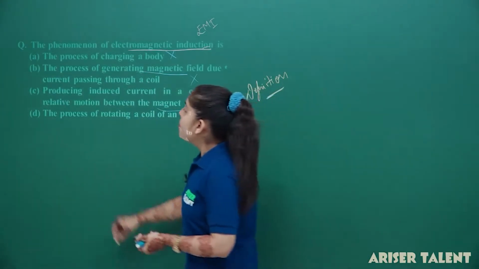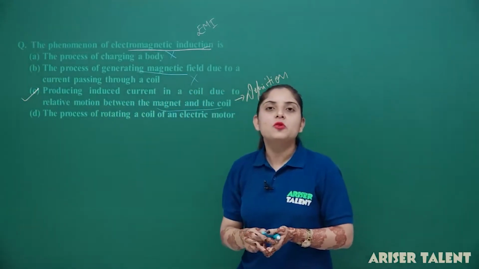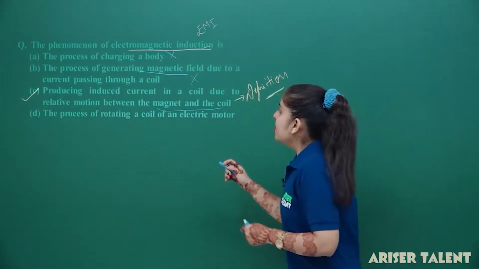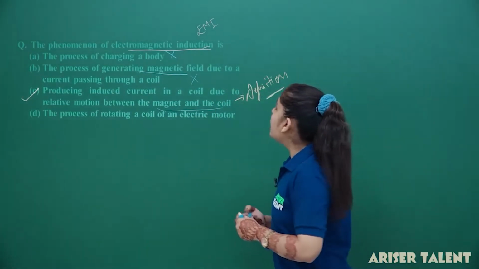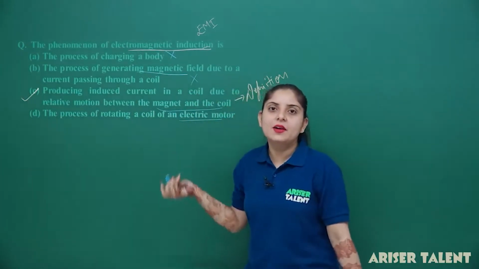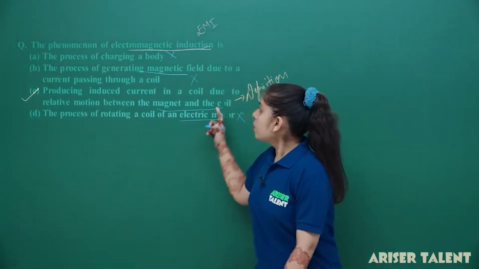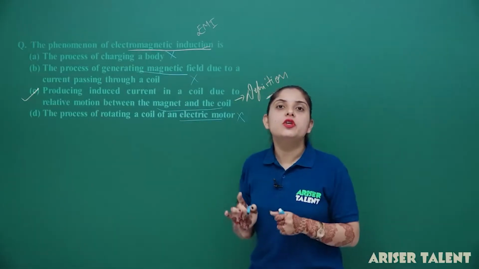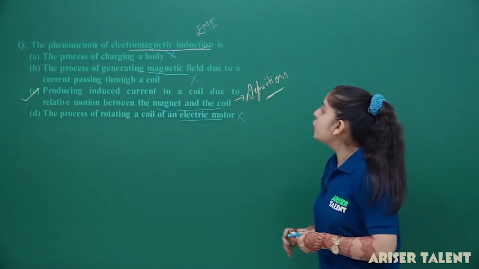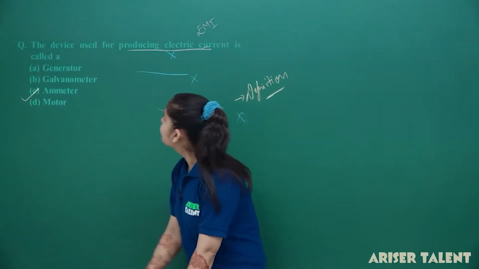So we can say that option C will be correct in this case, but you should not choose options by reading only three statements. We have to see the fourth statement as well. Process of rotating the coil of an electric motor. It is not the process of rotating the coil in an electric motor. So I can say that option C is correct, in accordance with the definition of electromagnetic induction. This is again a theory question. Now let's move to the next question in this sequence.